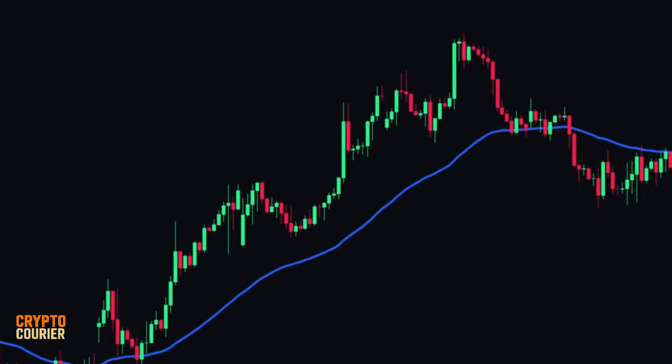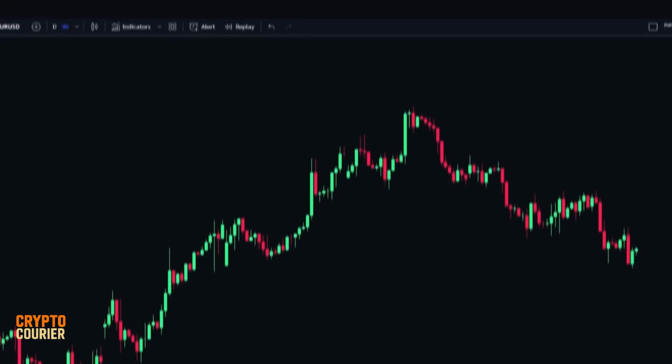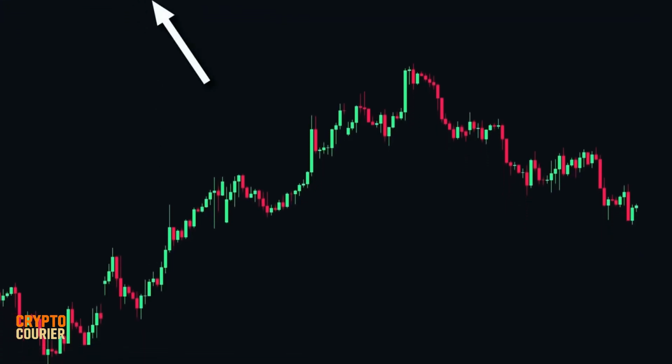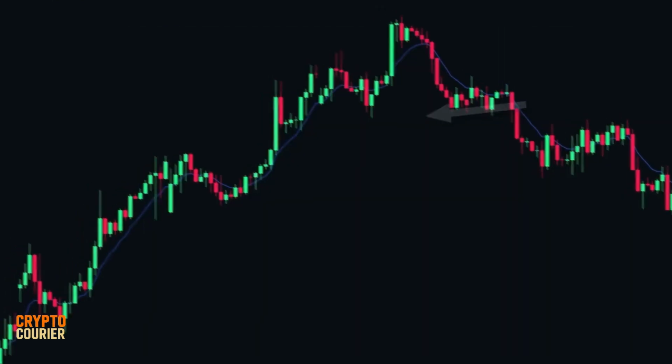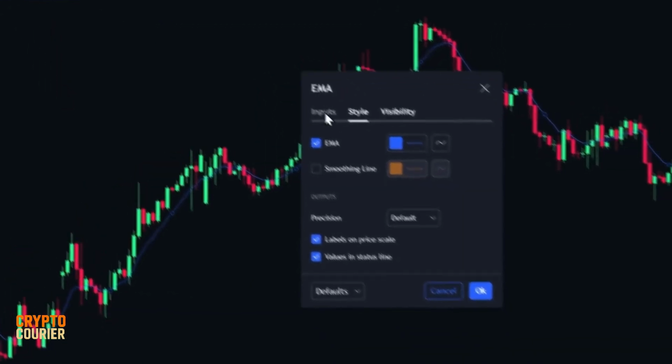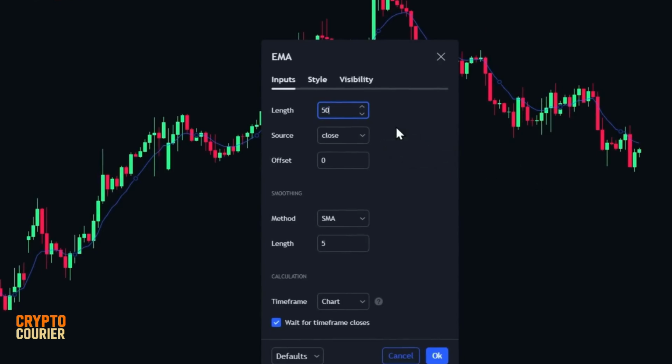To apply this strategy, all we need to have on the screen is just a price chart and the 50 EMA. To do that, pick the chart you want to analyze and click Indicators. Here we look for EMA. We open it and go to Settings and set it to 50.